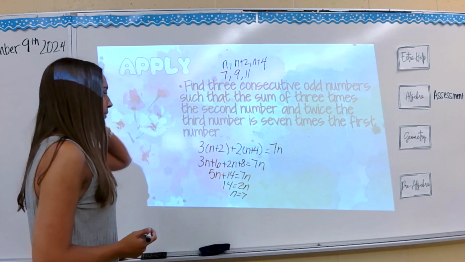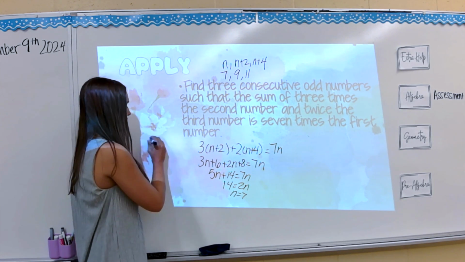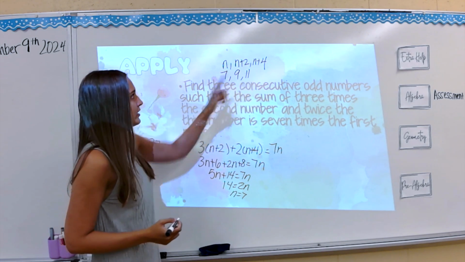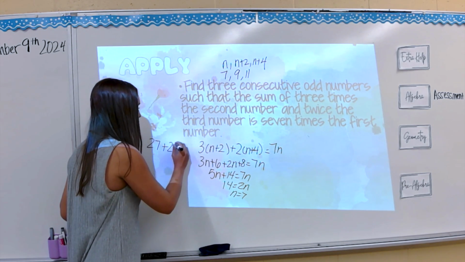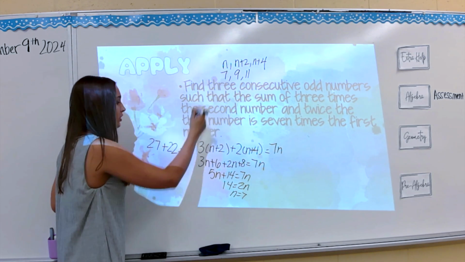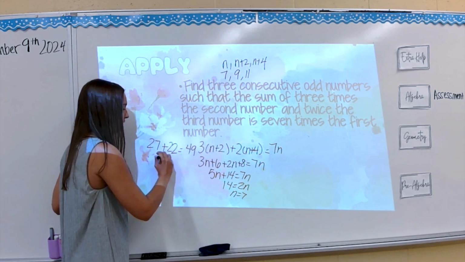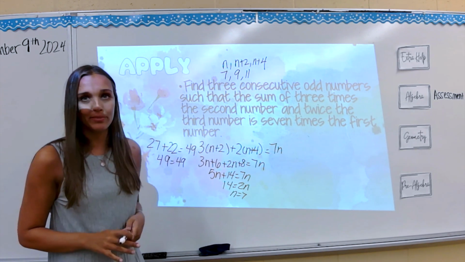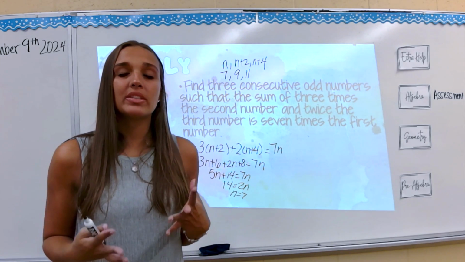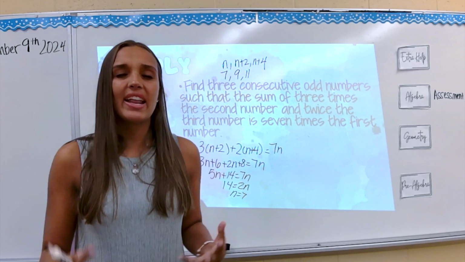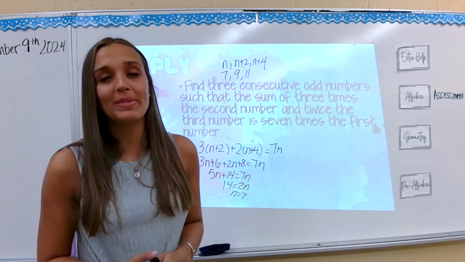And if we check that, we have 3 times the second, which is 27, plus 2 times the last, which is 22, equals 7 times the first, which is 49. So this gives me 49 equals 49. So I have my right answer. So I hope this was helpful on figuring out consecutive integers, odd or even, and how you would set up these word problems to be successful.